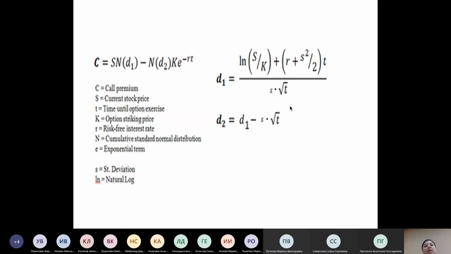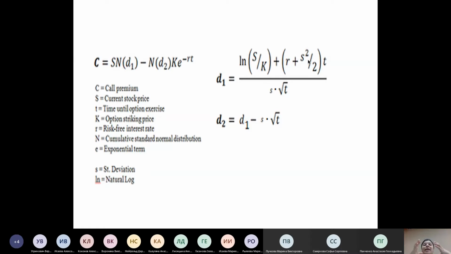And in this context, S is our current stock price, and S squared is our variance, the standard deviation squared of the parameter, divided by 2, and multiplied by T, the time until option exercise. And all this is divided by the standard deviation multiplied by our period of expiration of the option to the power 0.5.